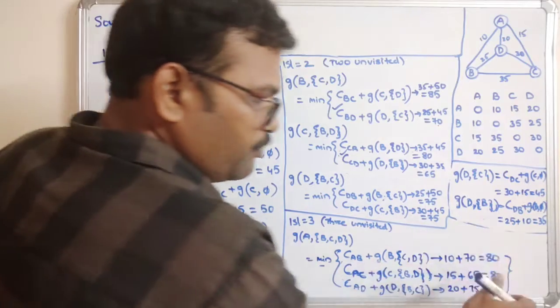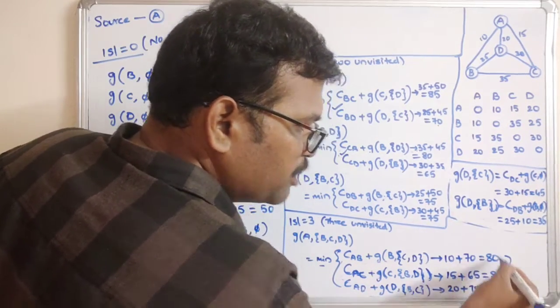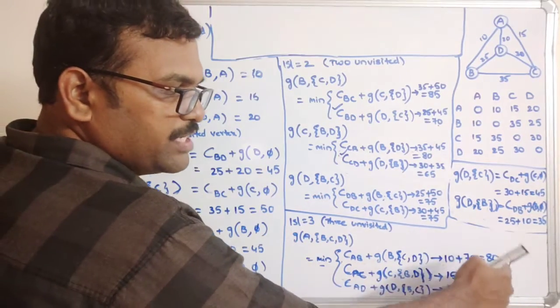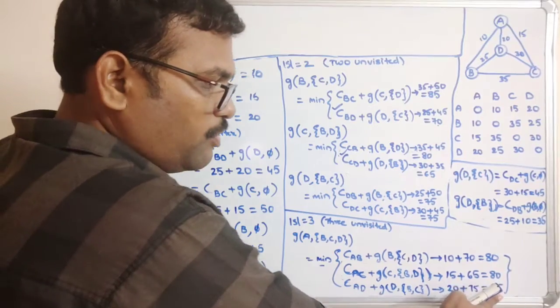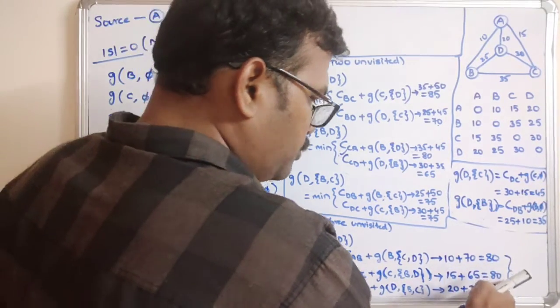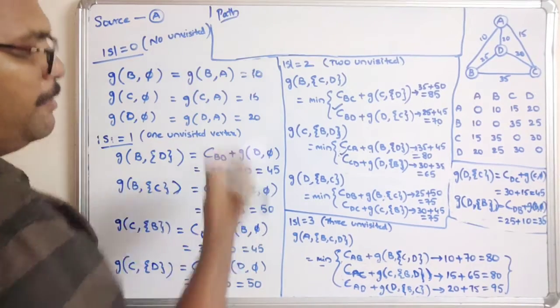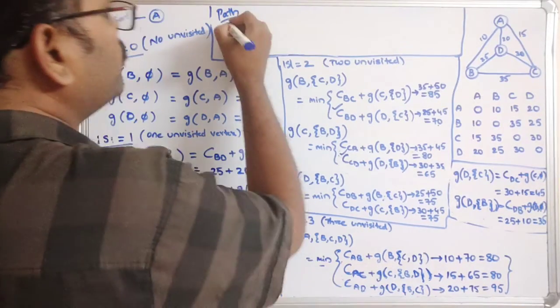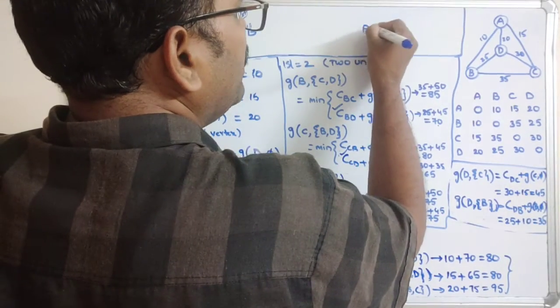Now among these we can select the minimum, but here you can see we are having two possibilities because two values are same, 80, 80, and we can't select this one because it is the highest. So we have to select either this node and this node. So the path, the possible solutions are A to B or A to C.